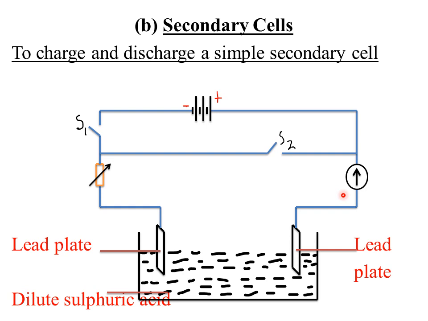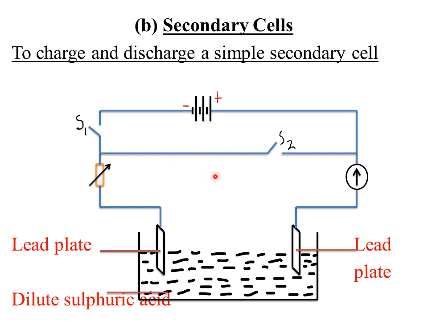Now during discharging, remember, discharging is when we have closed S2 and we have opened switch S1. So during discharging, the current flows in the direction opposite to that when charging. Oxygen gas bubbles form at the cathode, while hydrogen gas forms at the anode. So the dark brown color on the positive plate changes to gray.